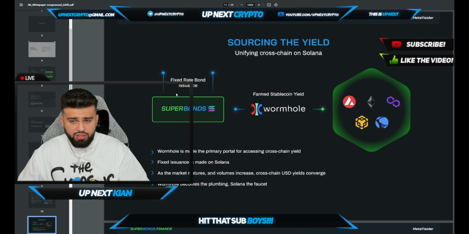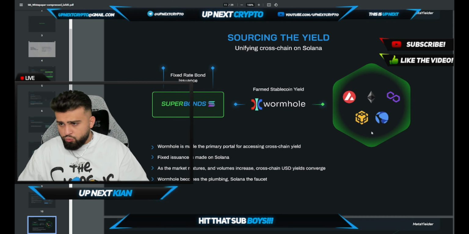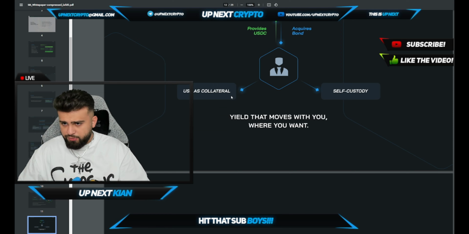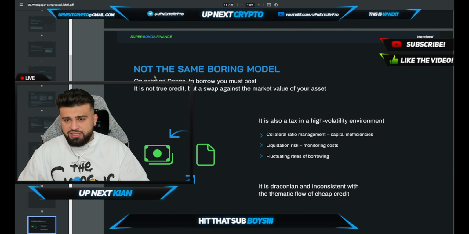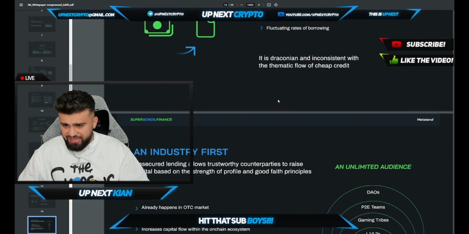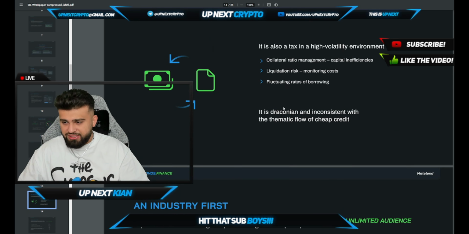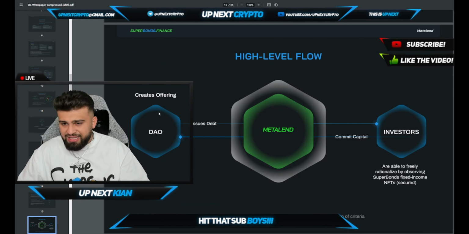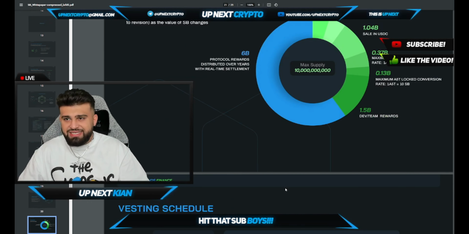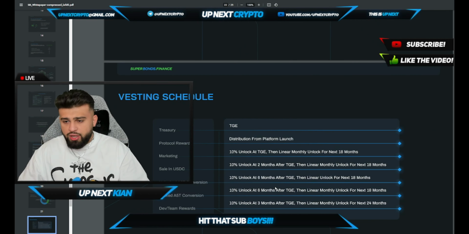And for my visual learners out here, you can check out the first fixed rate bond issuance, so Superbonds, the Wormhole all the way throughout the rest, man. So provides USDC, acquires bonds using it as collateral, and this just keeps on going, man. On existing dApps to borrow, you must post, and if it is not true credit but is swapped against the market value of your asset, you can check out what is happening, man. So the tax aspect of it, the high level from the DAO to issuing debt to MetaLend to committing capital to investors, the entire breakdown A to Z is available right over here on their white paper, man.